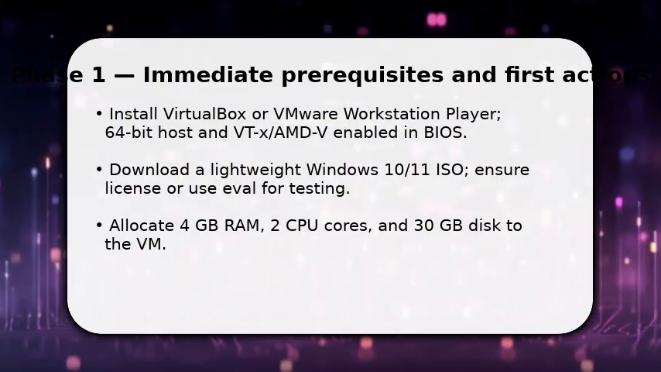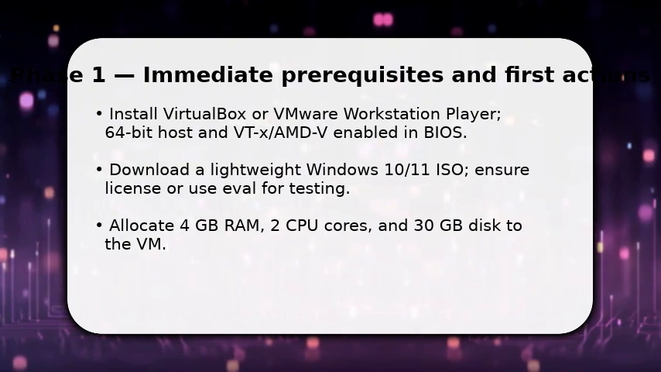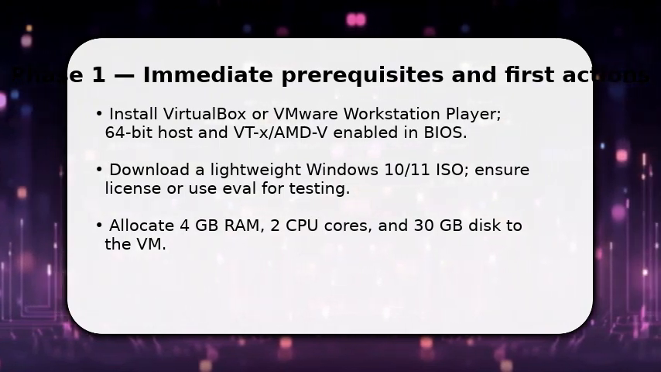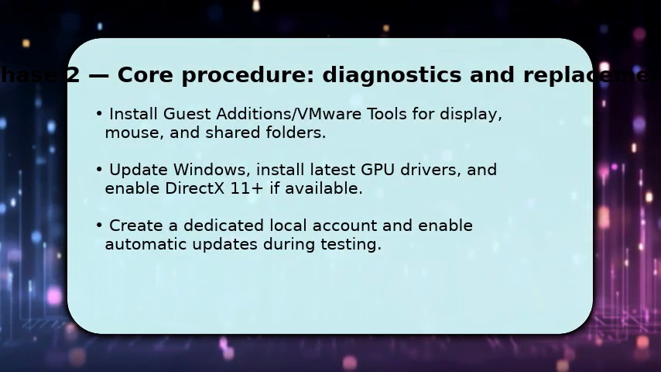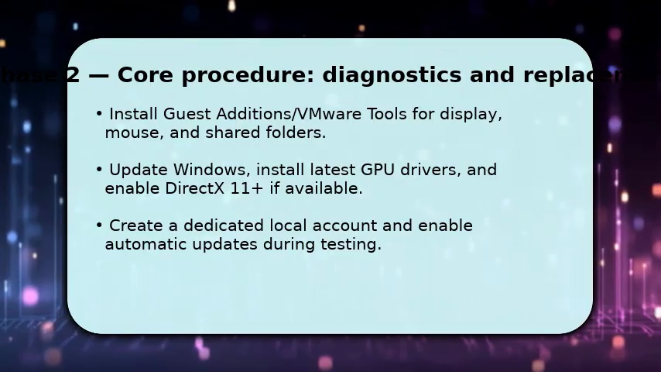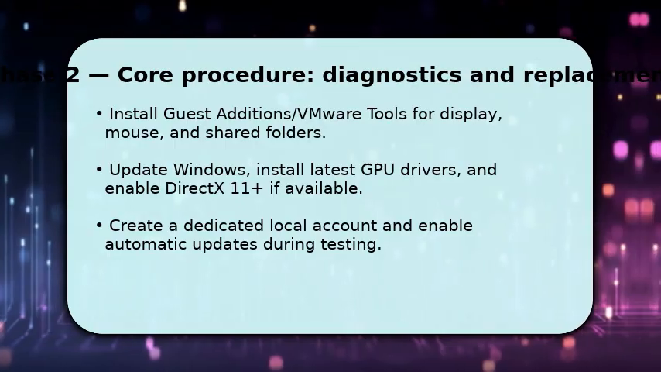Choose NAT networking for internet access. This simplifies Roblox downloads. Start the VM installer and follow on-screen prompts. Make sure once Windows is installed, you must optimize the environment. Install guest editions or VMware tools to get proper resolution and seamless mouse capture.